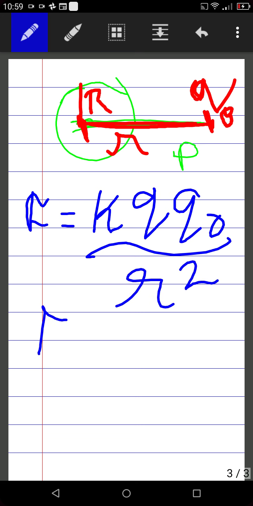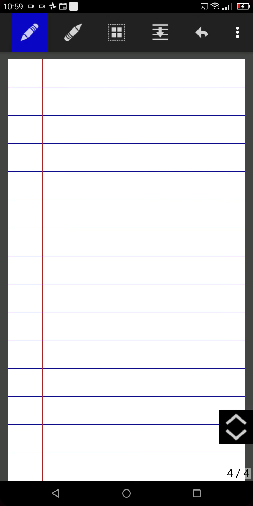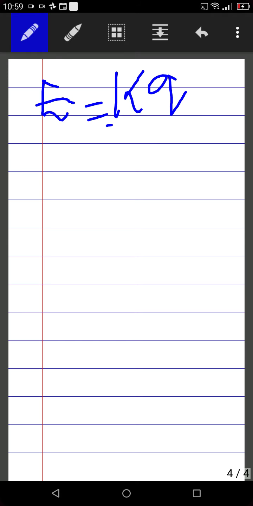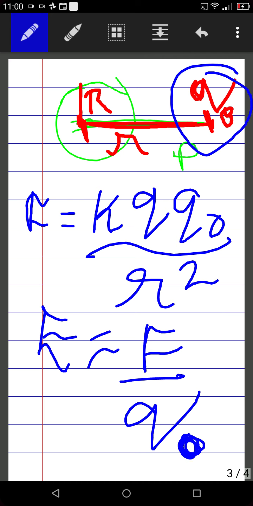E is equal to F by q. Then E is equal to kQ by r square. One minute, here it should be q naught. This charge you have to consider in this formula.